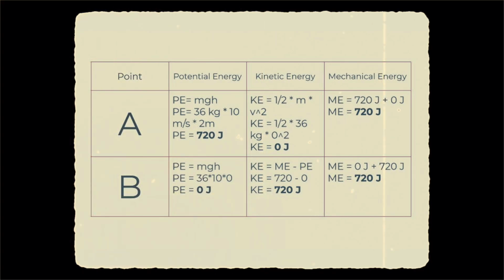So this table consists of all the calculations for point A and point B. We can see that for point A, there is a potential energy of 720 joules, and that is because I'm still on top of the hill and there is a height of 2 meters. And point B is the opposite, where I'm already at the bottom and there's no height, which makes the potential energy 0 joules. In point A, we can see that there is no kinetic energy because there is no velocity since I am still at rest. Meanwhile, in point B, we can see that there is a kinetic energy of 720 joules because there is already a velocity.